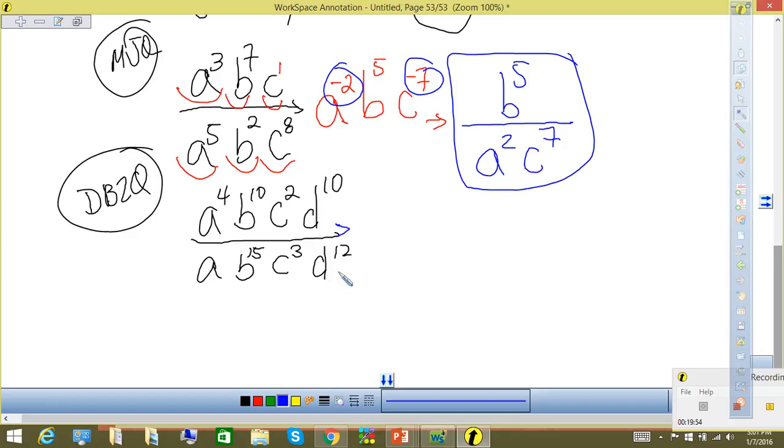Okay, since Brian was the first one to speak, so he's probably done. Let's see. What'd you get for this one, Brian? Here we go. What is it? B to the 5th. Negative 5.